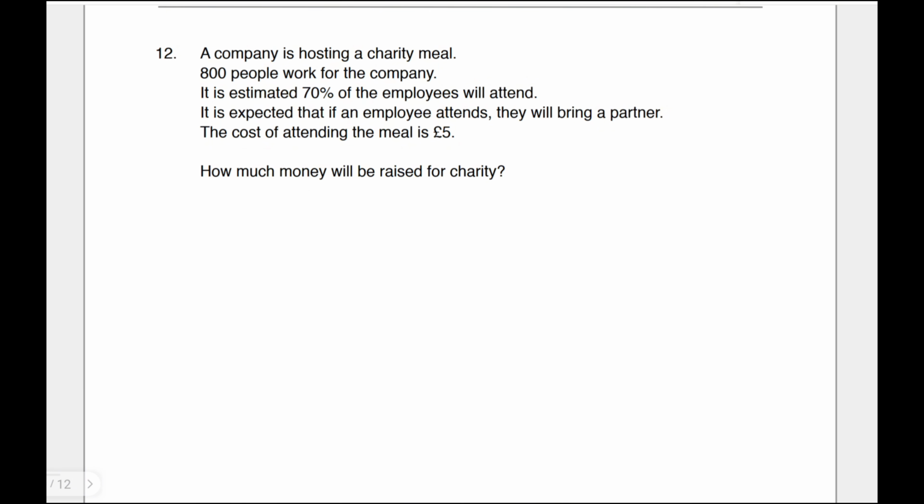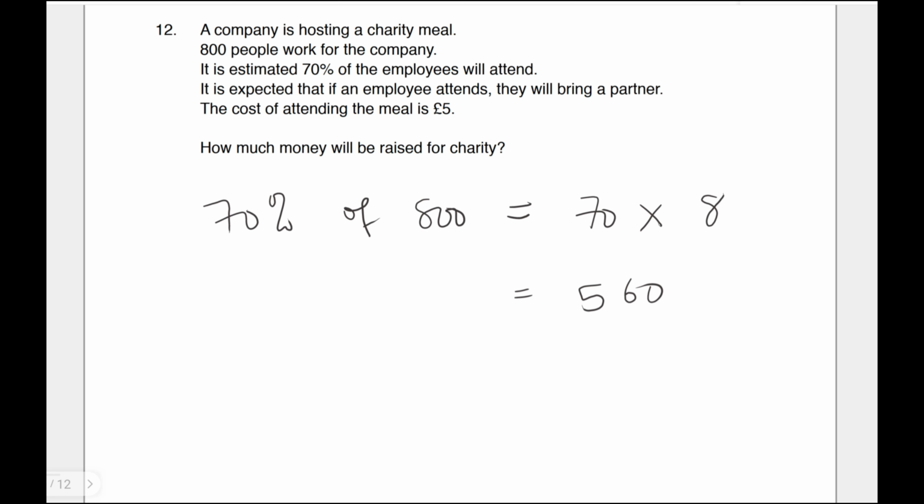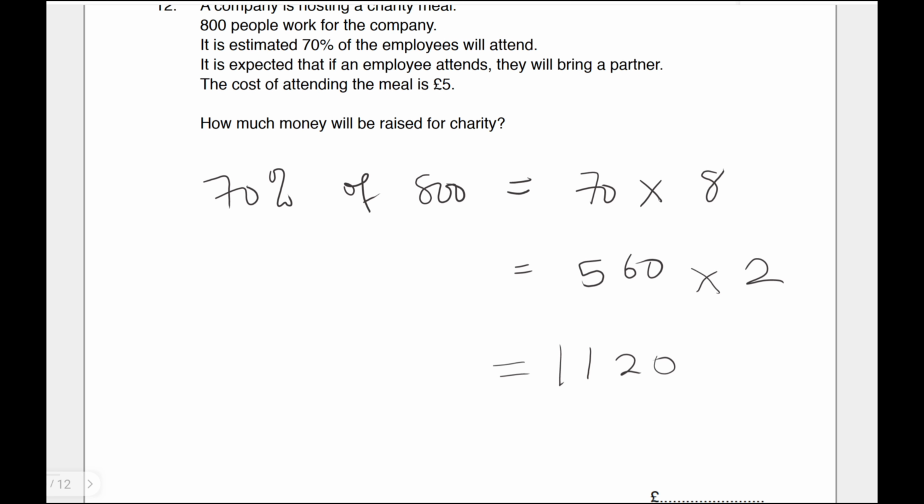So if 800 people work for the company, what's 70% of 800? That would be 70 times 8, which is 560 people. So it is expected that if an employee attends, they will bring a partner. So that will be multiplied by 2. So that would be 1,120 people are going to attend.